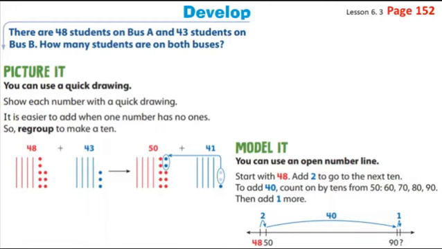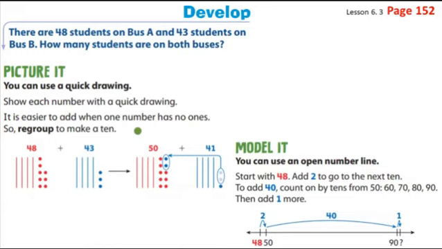How many students are in both buses? Well, let's picture it. You can use a quick drawing. Now, I would have probably given you some 10 rods and some 1 units to do this. It says, show each number with a quick drawing. It's easier to add when one number has no ones. So regroup to make a 10.